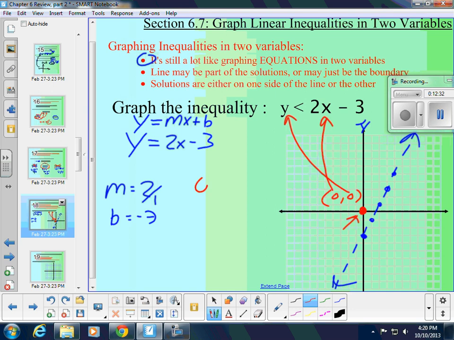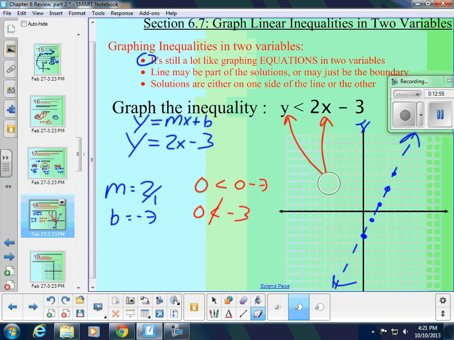Let's see what happens when I plug in 0, 0. I'll get 0 is less than, well, 2 times 0 would be 0 also, minus 3. So I got 0 is less than -3. So is 0 less than -3? And I'd say no, it's not. Okay, 0 is not less than -3. So what we found out is that 0 is not one of the solutions.